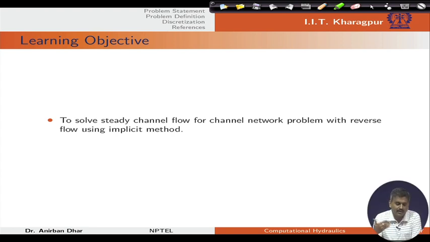At the end of this lecture, students will be able to solve steady channel flow for channel network problem with a reverse flow situation using implicit approach.